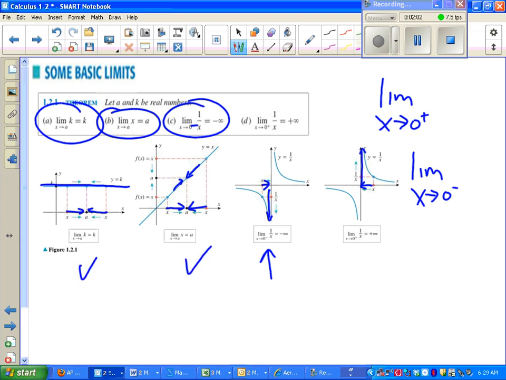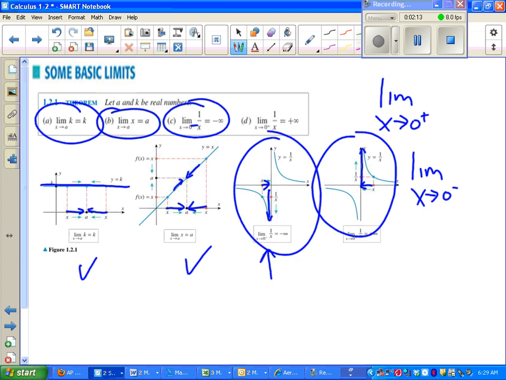In parts A and B, both sides matched up. On part C, the left went to negative infinity, but the right went to positive infinity. So if I were to ask myself this question, limit as x approaches 0 of 1 over x, since the left and the right don't match up, we say it does not exist.